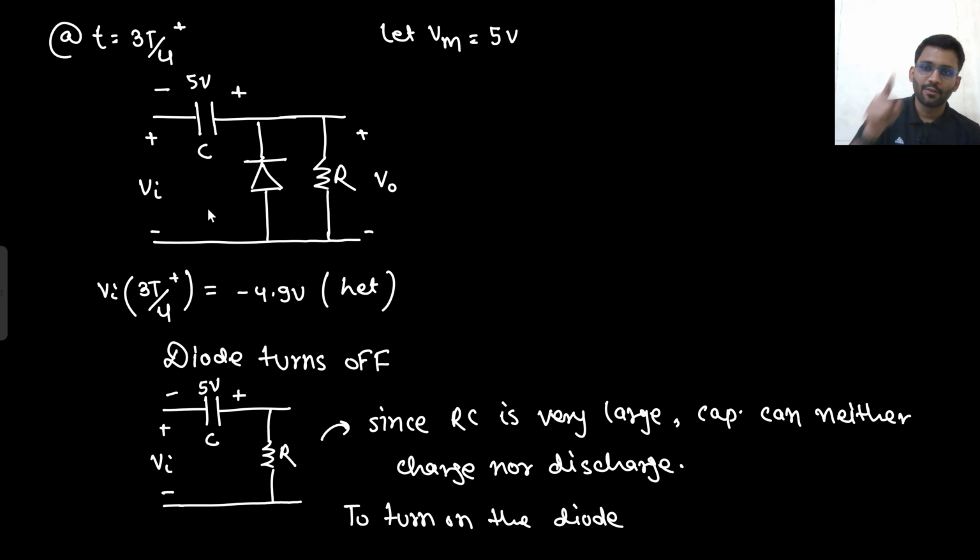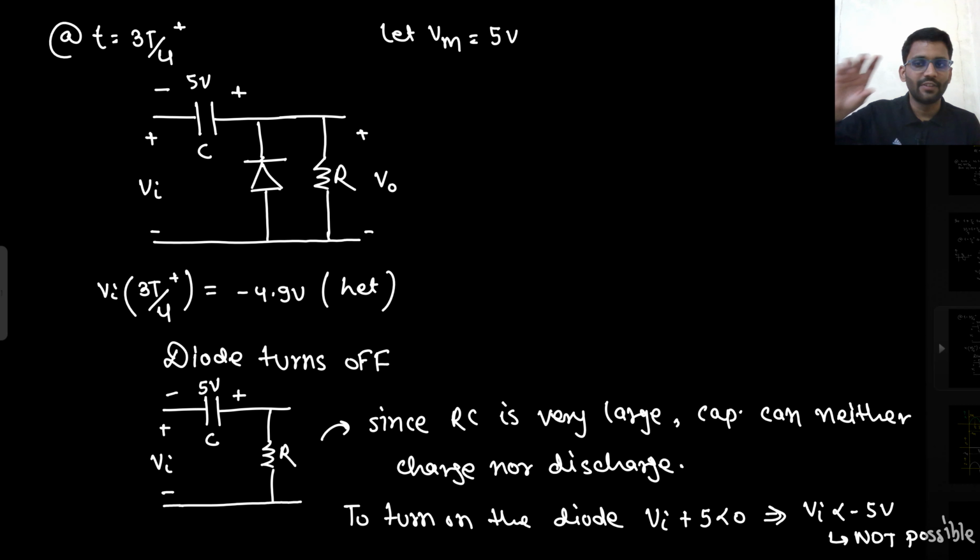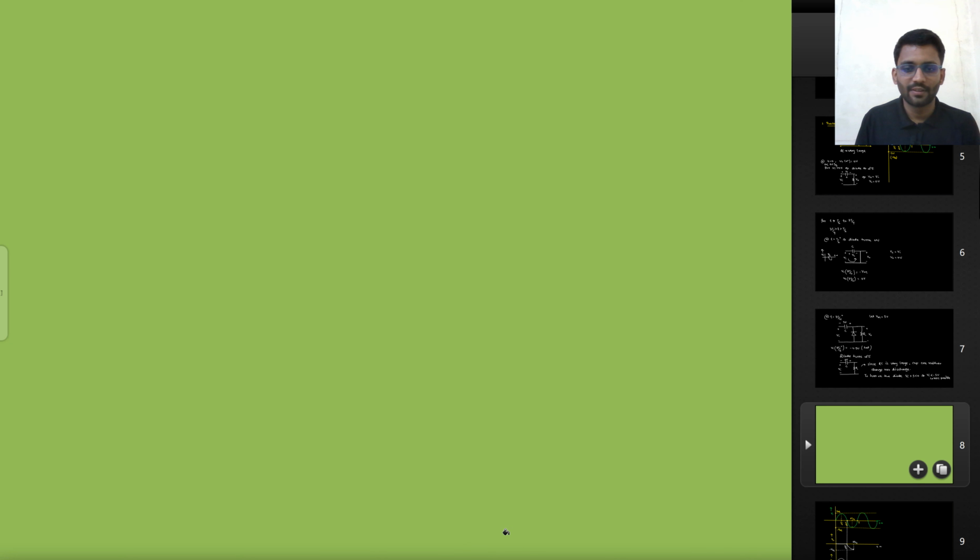what should happen? V in plus 5 volt should go less than 0. That means my V in should be less than minus 5, and it is not possible. And if it is not possible, that means my VC will always be at minus 5. That means VC voltage will always be minus 5 volt, always.